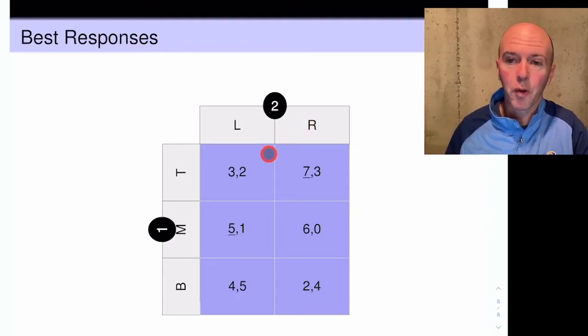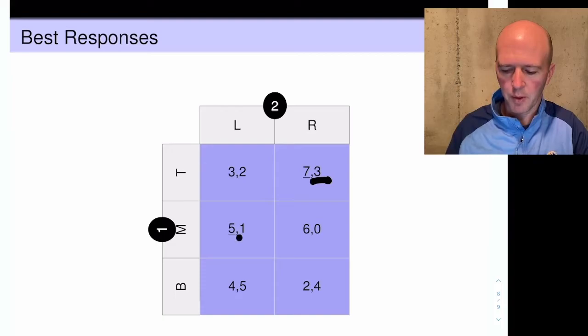So what's player 2's best response to top? 2 can either get 2 or they can get 3. If they go left, they get 2. If they go right, they get 3. So obviously the best they can do is 3. So right is the best response to top. So that's the one we're going to underline. So what's the best response to M? Well, they can either get 1 or 0. And so L is the best response to M. The best response to B, they can get either 5 or 4. And so the best response is to choose L and get 5.